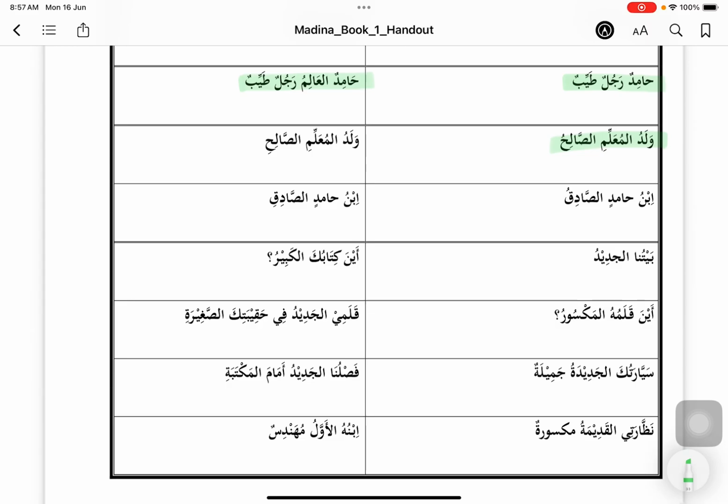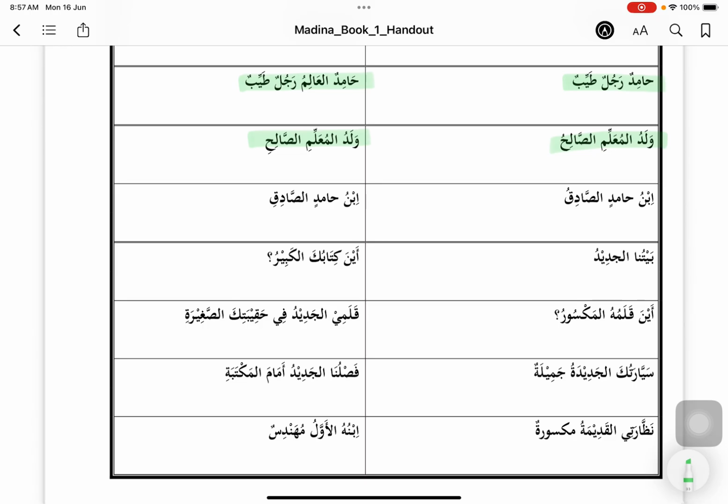So waladul muallimi, the son of the teacher, as-salih. Which son? As-salih. So walad is described by as-salih, right? If we remove the muallimi, we can put al-waladu as-salihu. But because we have al-muallimi, this is mudaf ilayhi, we cannot put al before walad. If mudaf ilayhi is a little bit rusty, you can go back and review that lesson to clarify the mudaf ilayhi relationship. Here, waladul muallimi as-salihi.